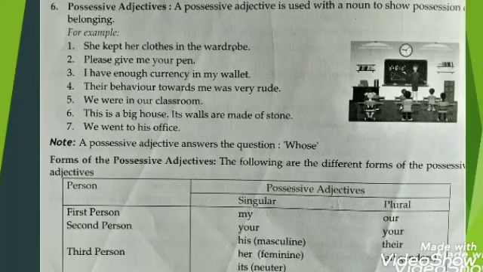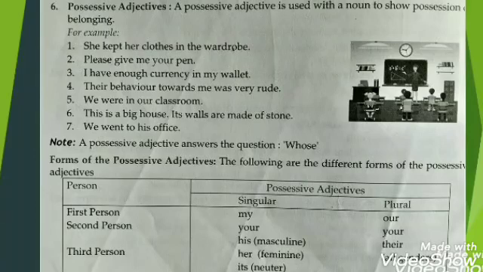Now let's come to another one. Third example we will see now. I have enough currency in my wallet. Now whose wallet is it? It is my wallet. If I say whose pen I want, it is your pen.